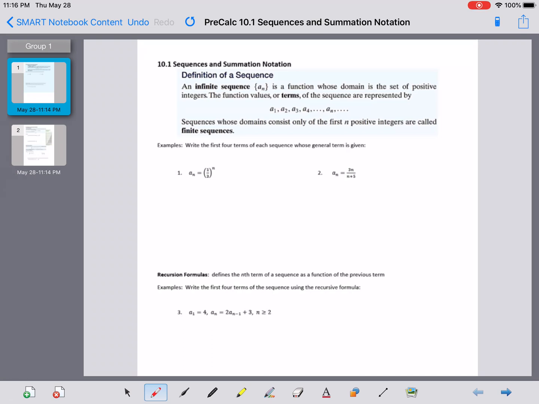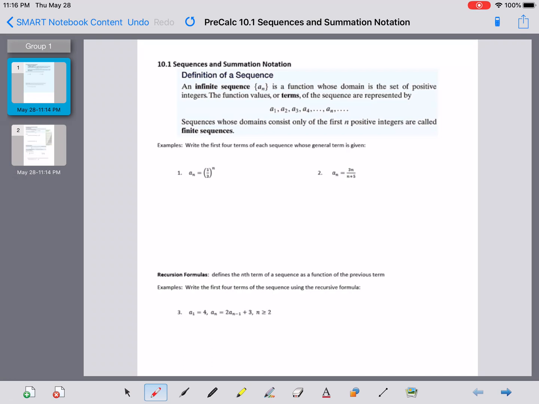So, definition of a sequence. An infinite sequence is a function whose domain is a set of positive integers, and the terms are represented by a1, a2, a3, a4, and it goes on through an, and it keeps going because infinite means it doesn't stop. And a sequence whose domain consists of only the first n positive integers, so they have to give you that number n, that's a finite sequence because finite means it ends. So the first two we're going to look at, we're just writing the first four terms of each sequence, so that means we're looking at a couple finite sequences here to start with.